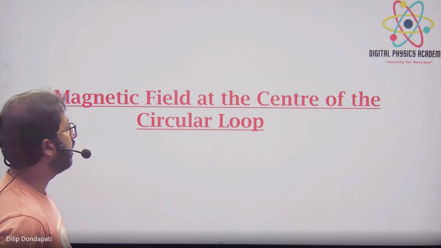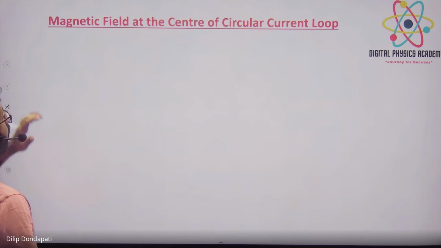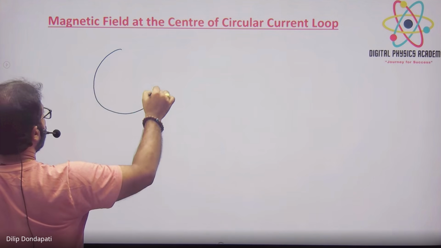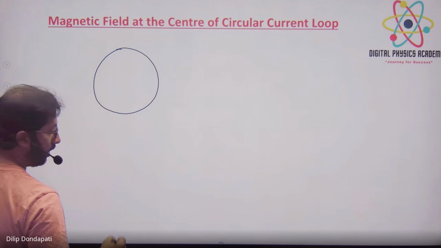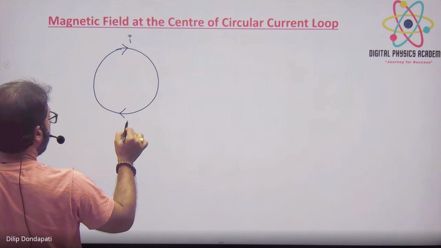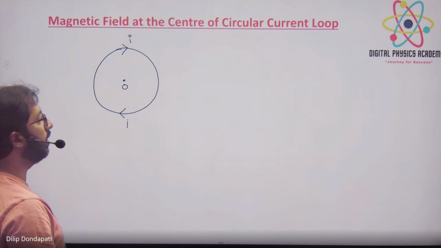Magnetic field at the center of the circular loop. Okay, try करो. How to find? There is a circular loop, a current carrying loop. Current is flowing in this direction. I want to find the magnetic field at the center of the circular loop.